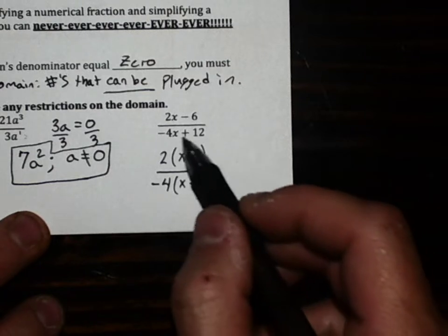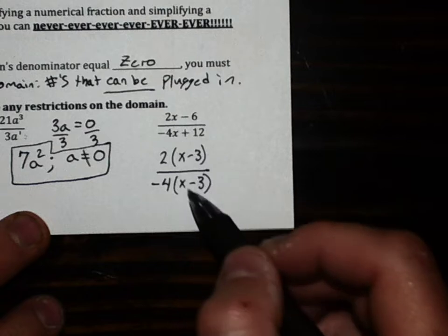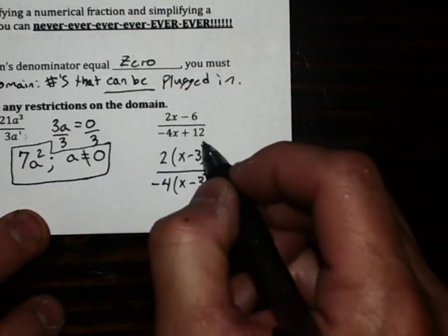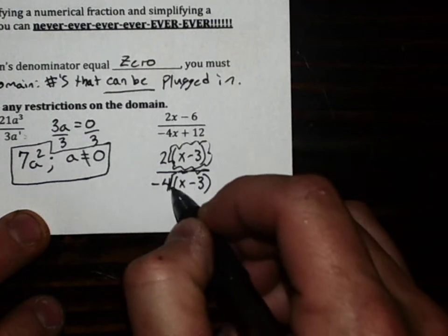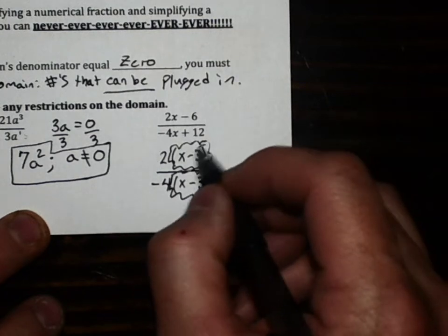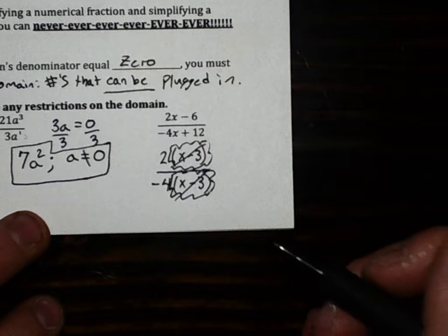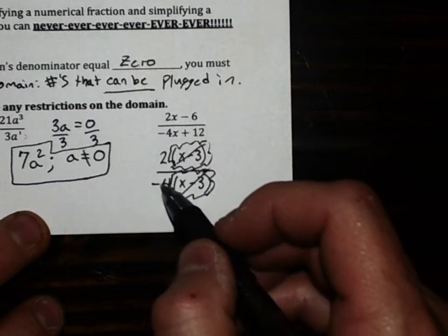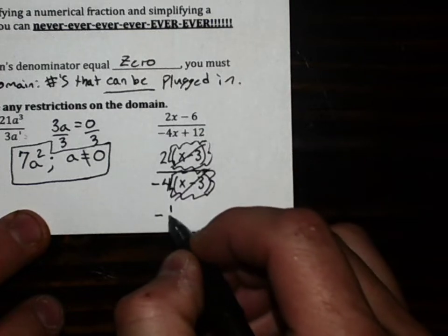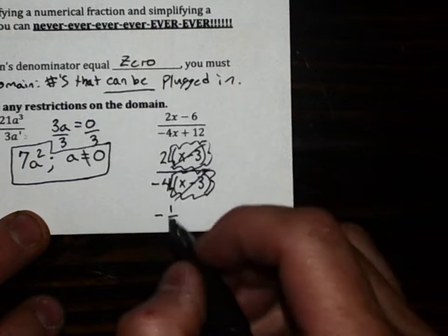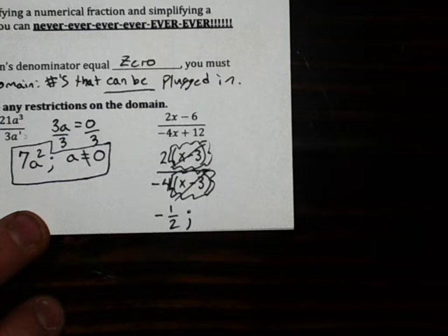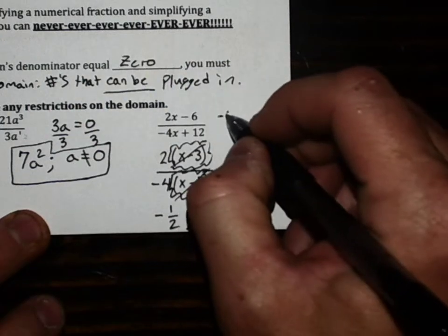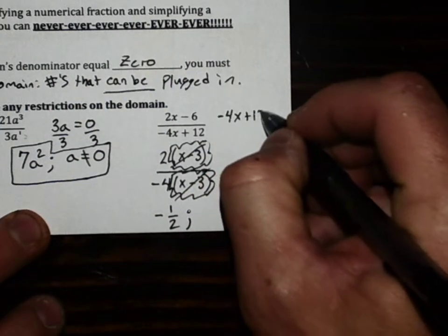But look here, x minus 3 divided by x minus 3. This factor and this factor are the same. They divide to equal 1. And 2 divided by a negative 4 is a negative 1 divided by 2. But do not forget your restriction. What makes the original denominator 0?